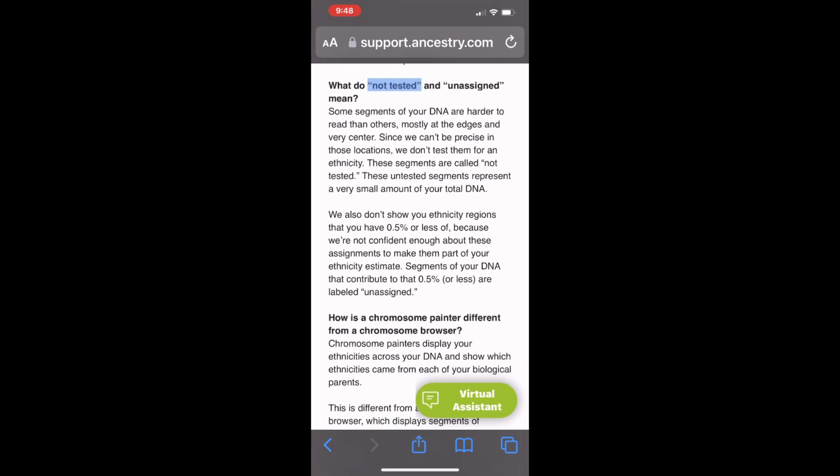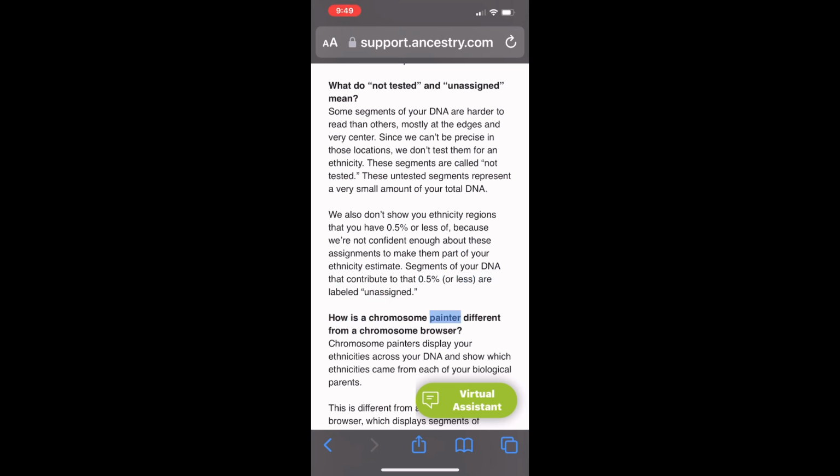To what do not tested and unassigned mean? Some segments of your DNA are harder to read than others, mostly at the edges and very center. Since we can't be precise in those locations, don't test them for an ethnicity. These segments are called not tested. These untested segments represent a very small amount of your total DNA. We also don't show you ethnicity regions that you have 0.5% or less of, because we're not. We also don't show you ethnicity regions that you have 0.5% or less of, because we're not confident enough about these assignments to make them part of your ethnicity estimate. Segments of your DNA that contribute to that 0.5% or less are labeled unassigned.